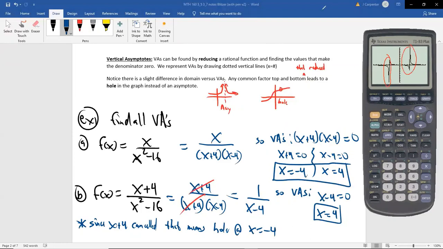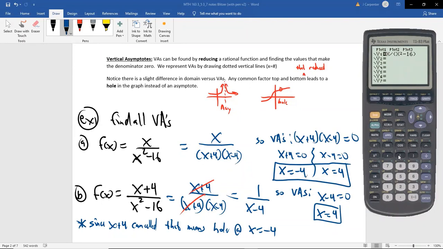Now, if I hit trace and I type negative 4, you're going to see no value for the y, which means it's undefined. And we can see, oh, well, there's that impulse. So yeah, that's happening around negative 4. If I type positive 4, same thing. No y value, which means it's undefined because there's that vertical asymptote there. So we can clearly see the vertical asymptote at negative 4 and positive 4. So hold on to that in your brain.